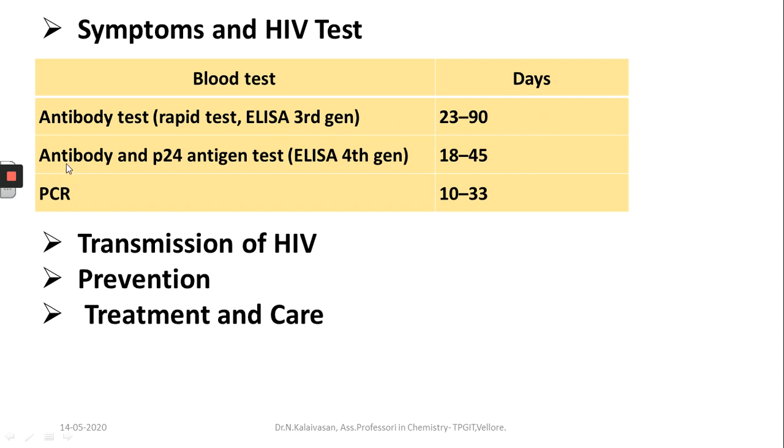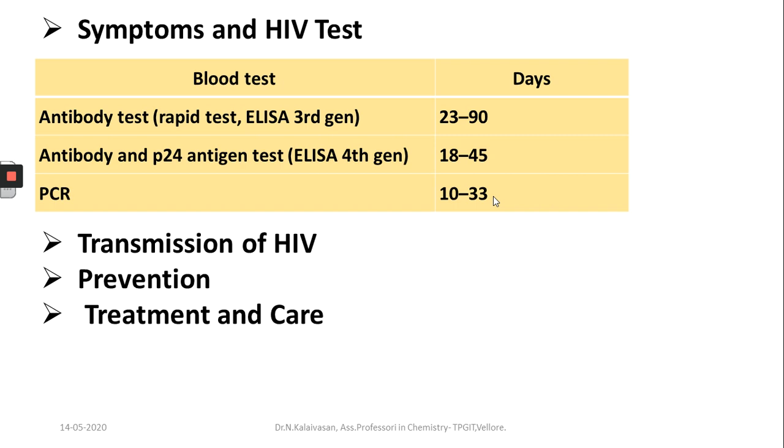And the next test is the antibody and P24 antigen test, that is the ELISA fourth generation test. It takes 8 to 45 days to confirm the HIV infection. And then the advanced test is the PCR test. It will take 10 to 33 days to confirm the HIV infection.